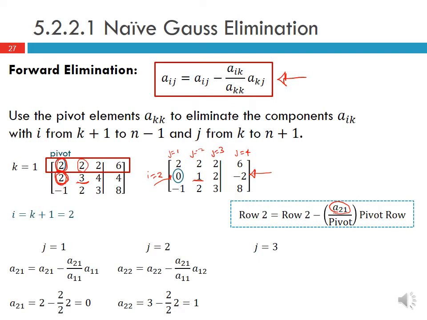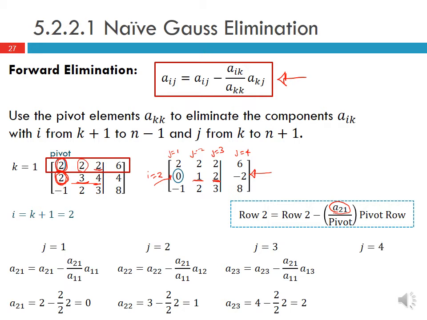Then we increment our j. So now A23 is equal to A23 minus A21 over A11 times A13. Again, this is the element that we're trying to update. Its original value was 4, minus 2 over 2 times the thing above it, which is 2. So my new value is 2.